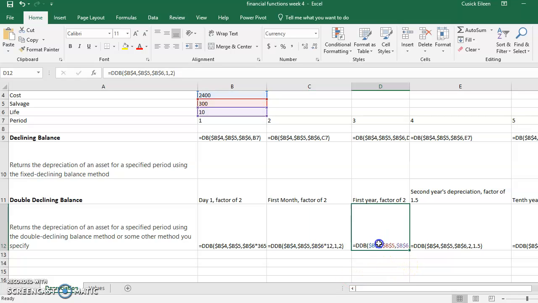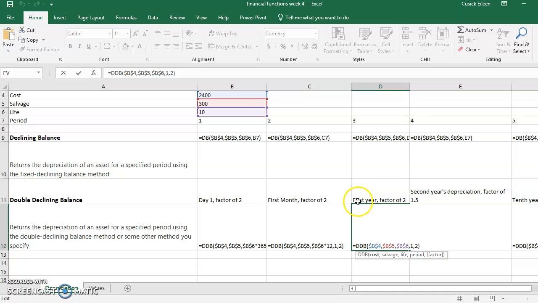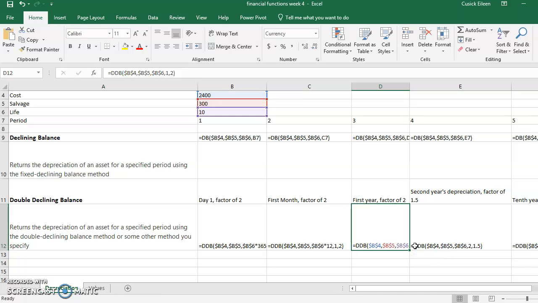In my third one, I have the first year a factor of 2. So after the first year, I haven't done anything with my B6. I'm just leaving it as is. So at the end of that first year out of the 10, I have the factor of 2, which is double declining balance. And my second year's depreciation factor of 1.5. So I have the same setup, only here I have the 2 for the first year and the factor of 1.5 for the second year's depreciation.